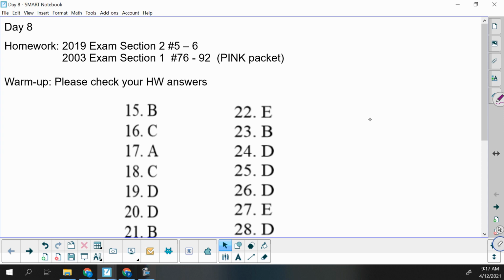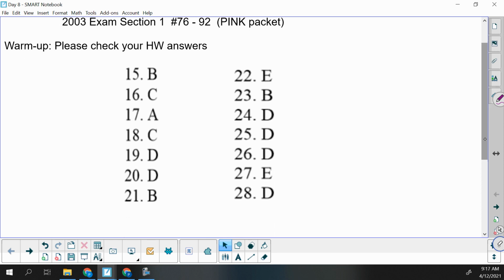Welcome to day 8. You've got 2019 part 2, number 5 and 6. Make sure to do that on a separate sheet of paper. And then you've got the pink packet where you were working on multiple choice, 76 to 92. Those are calculator active multiple choice.